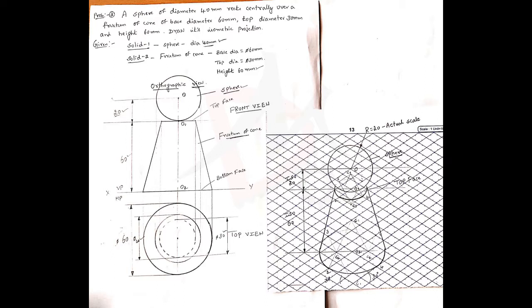Our intention is to draw the isometric projection, but we need to draw the orthographic view. That is also very important. Here I construct the orthographic view and isometric view. Let's look at how to draw the orthographic view.